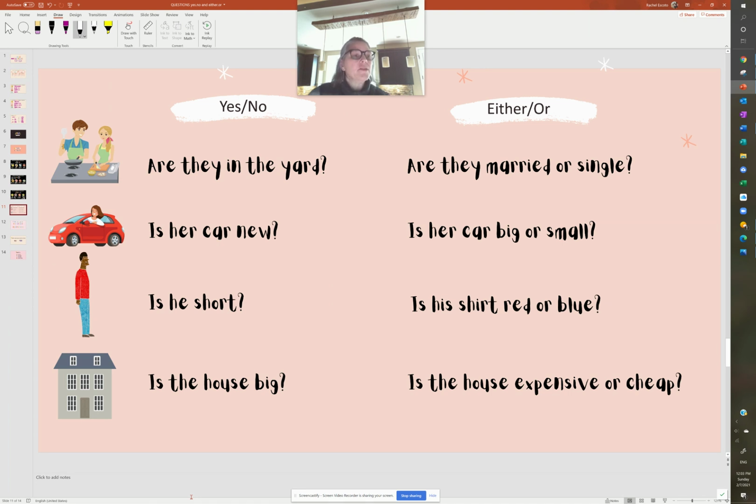Okay, so if you look at this picture, you can see they are in the kitchen, right? They are in the kitchen. So I'm asking the question here. Are they, right? First comes the verb, then comes the subject in a question. Are they in the yard? You look at that and you can say, no, they are not. So just answer the question. You don't say, no, they're in the kitchen. I just want you to answer the question. No, they are not.